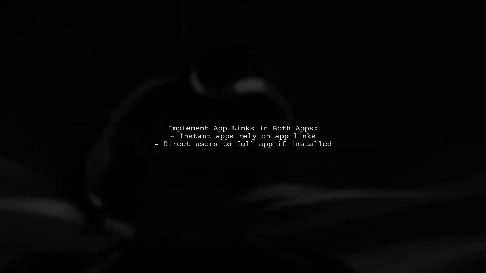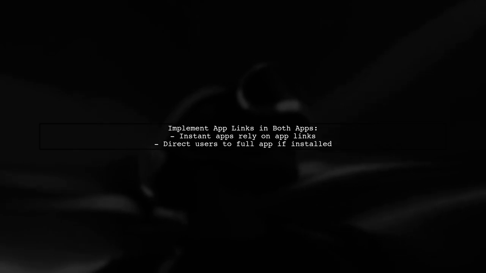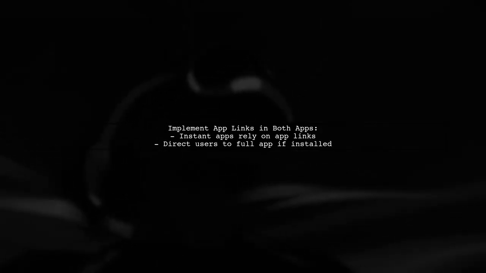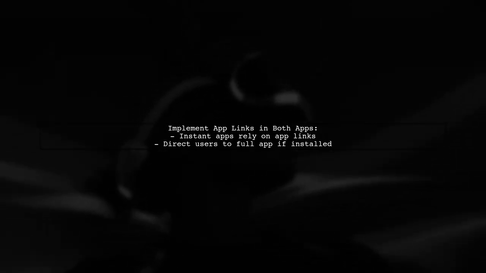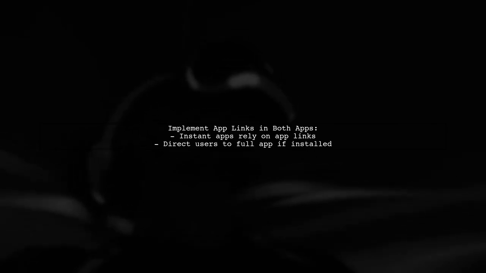Yes, you should implement app links in both your installed app and your Instant app. Instant apps rely on app links, but not all devices support them. If a user has your full app installed, they should be directed there instead of the Instant version.